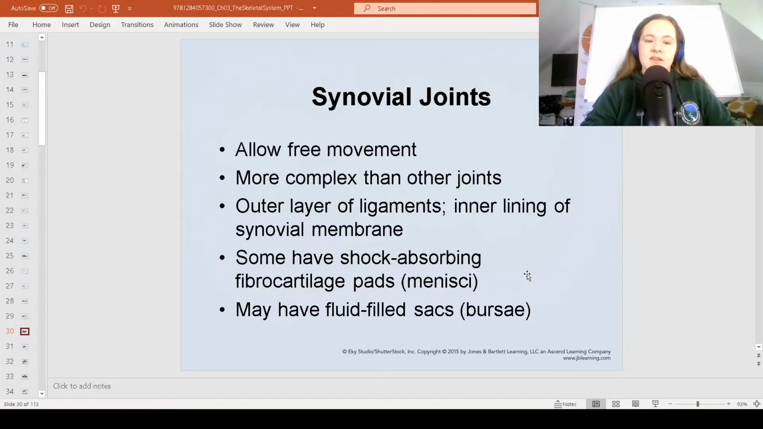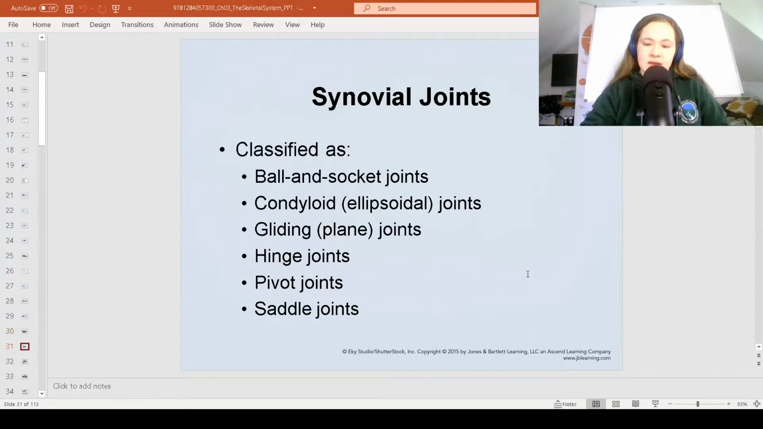Synovial joints allow free movement and are more complex than other joints, with an outer layer of ligaments and an inner lining of synovial membrane. Some have shock-absorbing fibrocartilage pads, which are menisci, and may have fluid-filled sacs, which are bursae. Correct me if I'm wrong. Synovial joints are classified as ball and socket joints, condyloid or ellipsoidal joints, gliding or plane joints, hinge joints, pivot joints, or saddle joints.